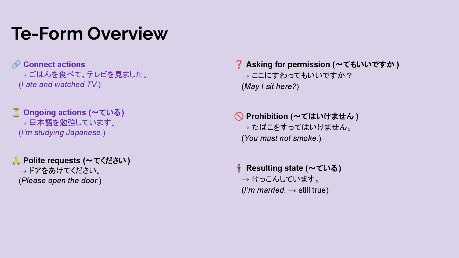Asking permission, I didn't really use as much, but it's still important. Prohibition. You will see that on signs a lot, especially the example that I put in here, you must not smoke. You'll see that pretty much on signs wherever you can't smoke. And then resulting state is just your status. That's not as used, I guess.